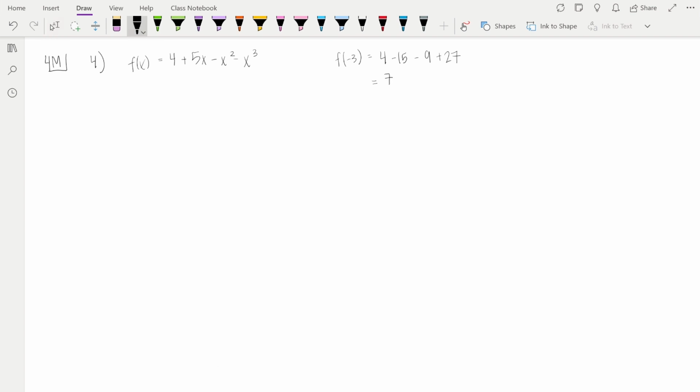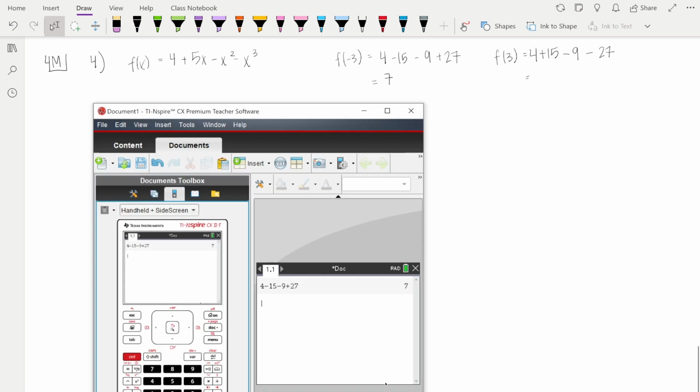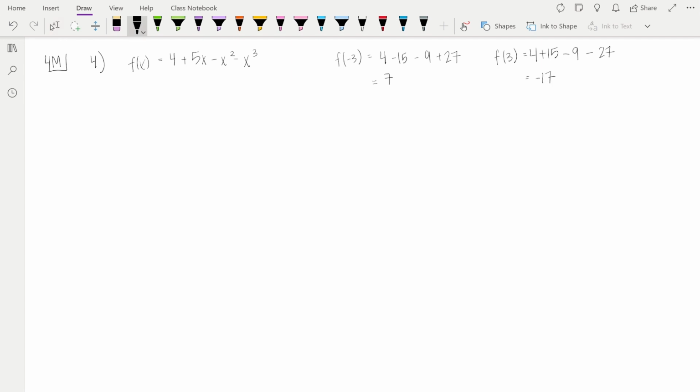And I want to find the other endpoint as well. So it's 4 plus 15, still minus 9, and this time it'll be minus 27. That's negative 7, or close. Negative 17. So it may turn out that those are the absolute maximum and the absolute minimum that this graph reaches on that interval, but we should double check by using the first derivative.